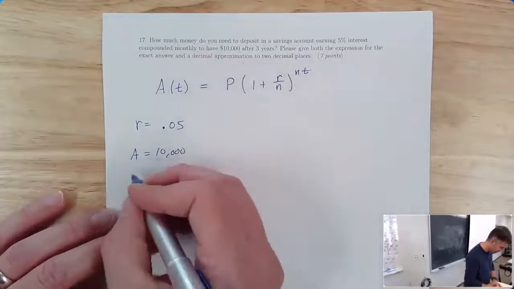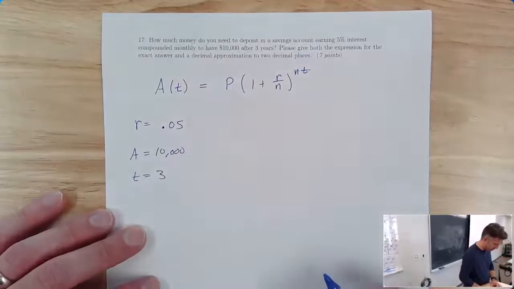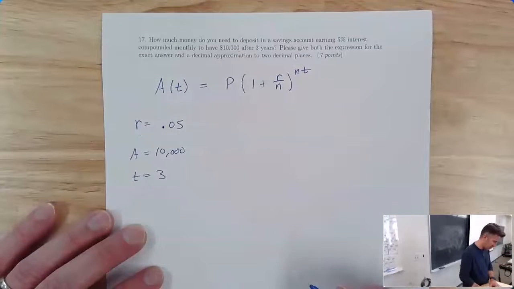What else do we have? We have time equal to 3 years. And what else do I need?